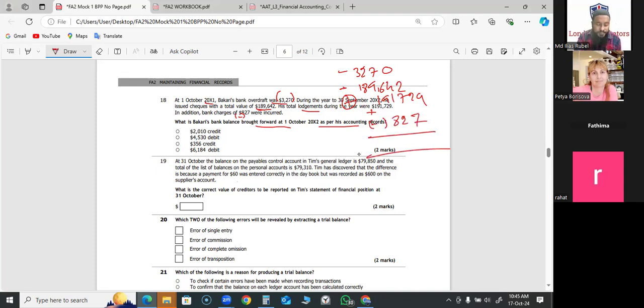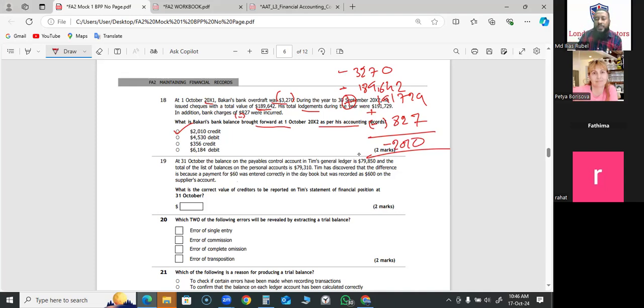Give me the figure. Minus means it's a credit. You had that at the beginning. Thank you, Fatima. Thank you, Rahat. Thank you, Nafyu. It's a minus you started with, then gave some cheques, received some cheques, and a bit of bank charges.